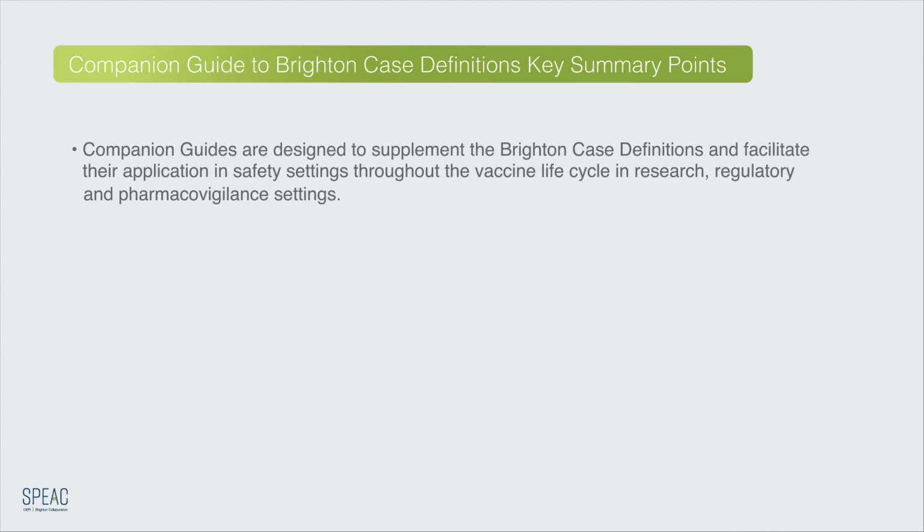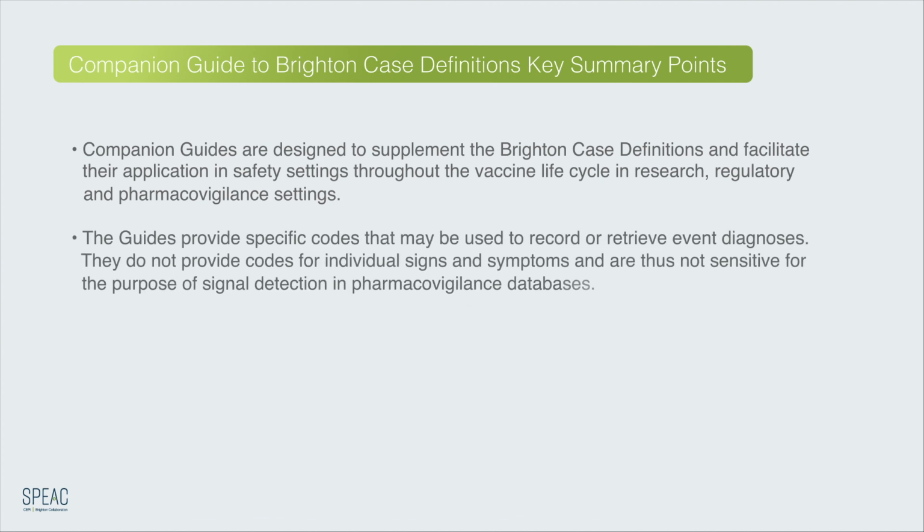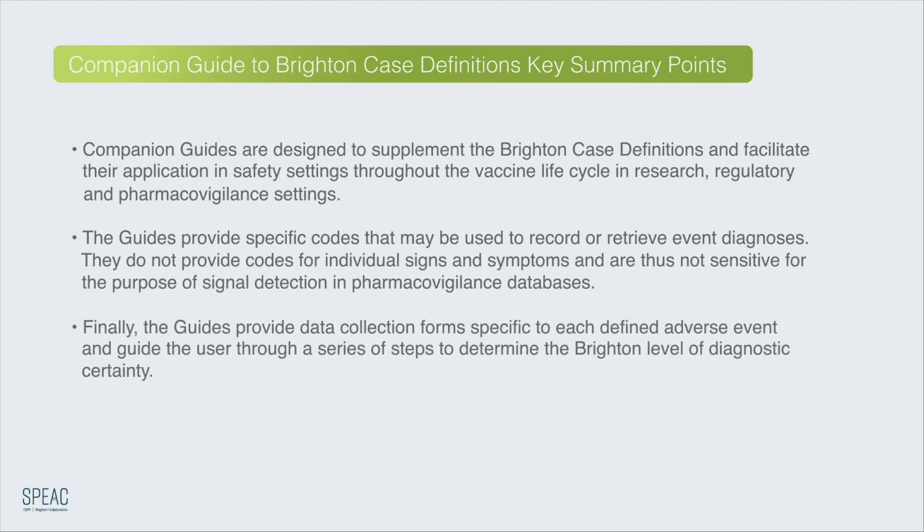So to summarize, first, companion guides are designed to supplement the Brighton case definitions and facilitate their application in safety settings throughout the vaccine life cycle in research, regulatory, and pharmacovigilance settings. Second, the guides provide specific codes that may be used to record or retrieve event diagnoses. They don't provide codes for individual signs and symptoms and are thus not sensitive for the purpose of signal detection in pharmacovigilance databases. Thirdly, the guides provide data collection forms specific to each defined adverse event and guide the user through a series of steps to determine the Brighton level of diagnostic certainty.